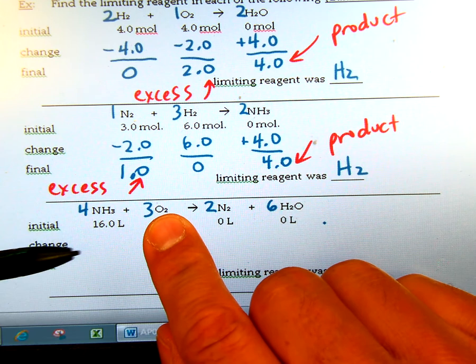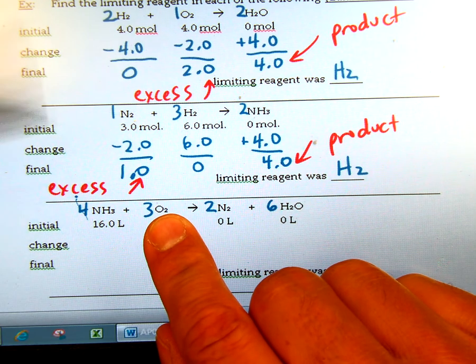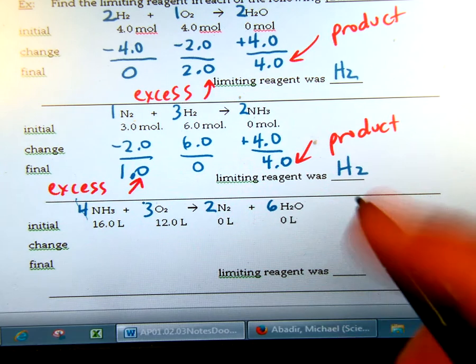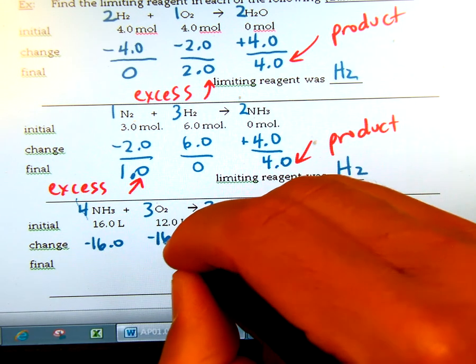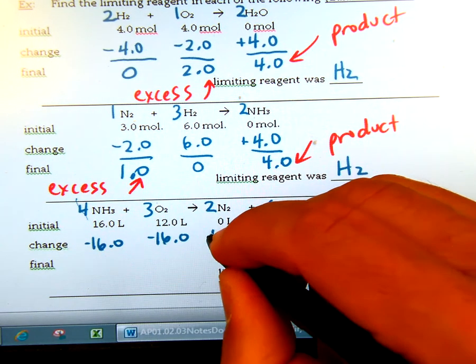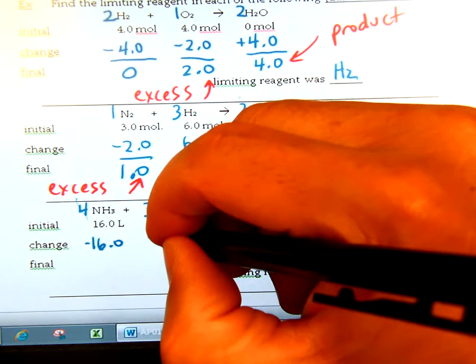So now we're going to say 16 divided by 4 times 3, and that is 12. We move our finger and we say, wow, we have exactly 12. So in this case, they both will run out at exactly the same time. So this is going to be a 12.